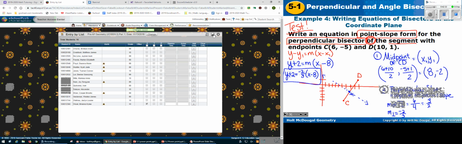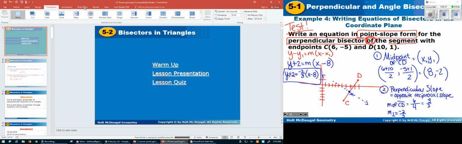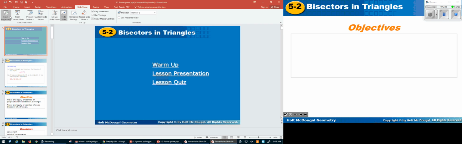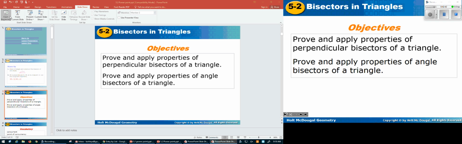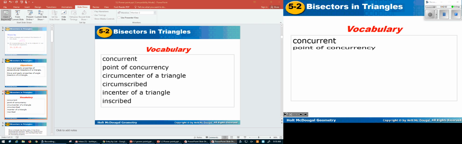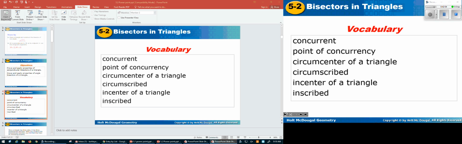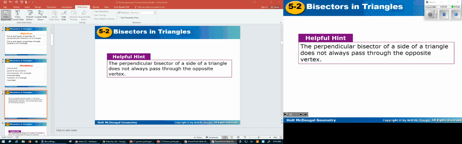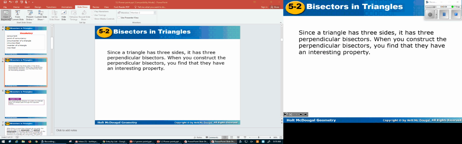All right, so let's look at 5-2. So 5-2, like I told you to start with, is going to take these same two ideas, but now put them in triangles, where there's 3 sides we could perpendicularly bisect and 3 angles that we could bisect. Okay, so first of all, we already said this, so I'm going to skip that.